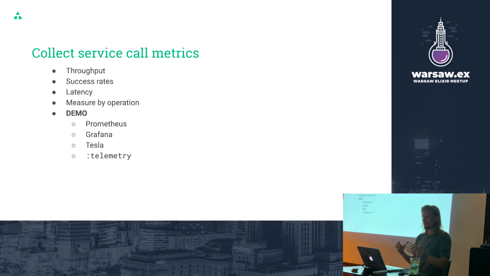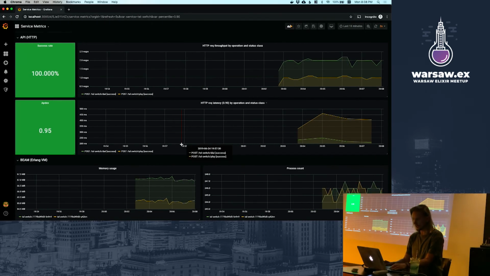If you have a team working on a particular microservice, it's good that they know how well our dependencies are working, right? And if something's off, then they can, for instance, go to another team and say, hey guys, that microservice is not really behaving well. And in similar fashion, you want throughput, success rates, latency, and you want to measure by operation. So we're again going to go with the same stack: Prometheus, Grafana, Tesla, and I'm going to try to do telemetry.